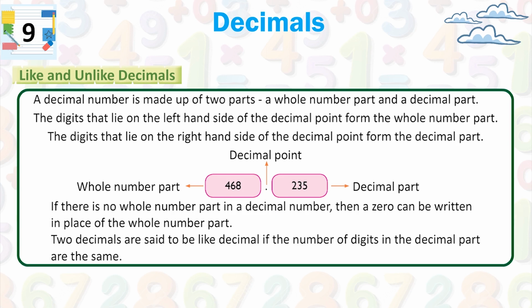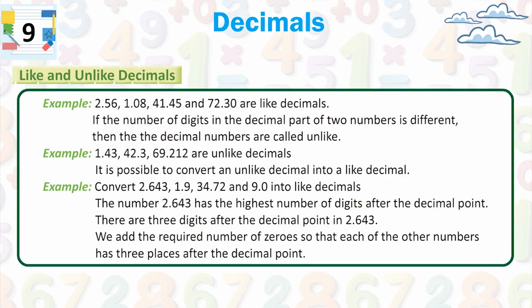2 decimals are said to be like decimals if the number of digits in the decimal part are the same. Example, 2.56, 1.08, 41.45 and 72.30 are like decimals. If the number of digits in the decimal part of 2 numbers is different, then the decimal numbers are called unlike. Example, 1.43, 42.3, 69.212 are unlike decimals.